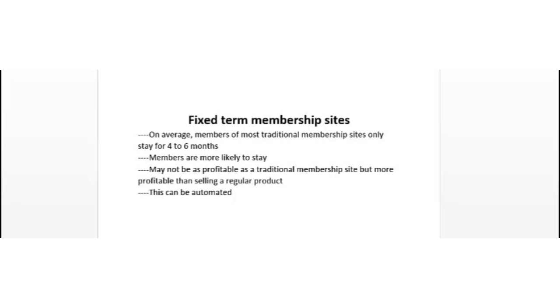Okay, so at least you're going to be getting, let's say, if it's a fixed term membership site for 6 months or a year, at least you're getting 12 months payments of, say, $10 or $47 per month. Now you can also automate fixed term membership sites. That's the beauty of that, is that you can automate it. For example, somebody signs up as a member, then they'll just receive content on a monthly basis if it's a monthly membership site. They could just receive content on a monthly basis through your autoresponder system.